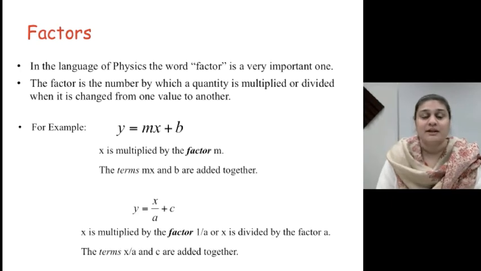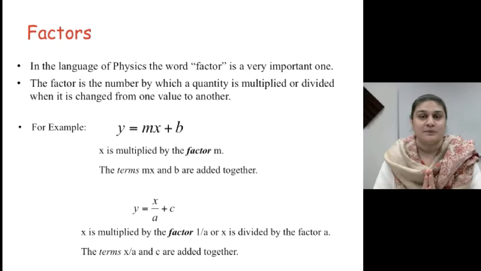Another example, y equals x over a plus c. In this case, x is multiplied by the factor 1 over a. Or, in other words, you can also say x is divided by a factor a. The terms x over a and c are added together. So all the terms together make up an equation. An equation always has an equal sign in the middle.